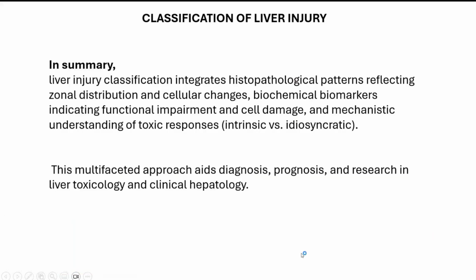So, in summary, liver injury classification integrates histopathological patterns reflecting zonal distribution, cellular changes, biochemical markers indicating functional impairment, cell damage, and mechanistic understanding of toxic responses. That is, intrinsic versus idiosyncratic. This multifaceted approach aids in diagnosis, prognosis, and research in liver toxicology and clinical hepatology.